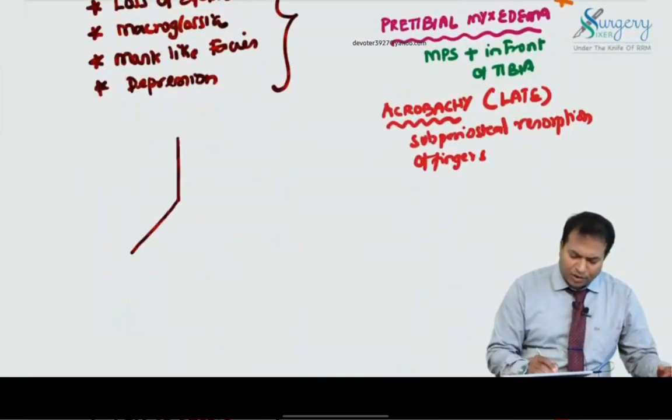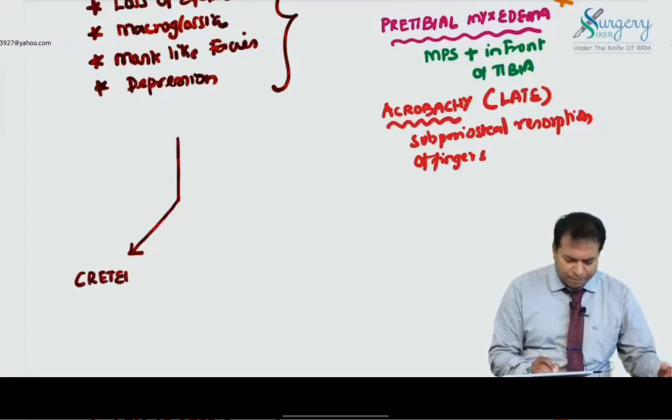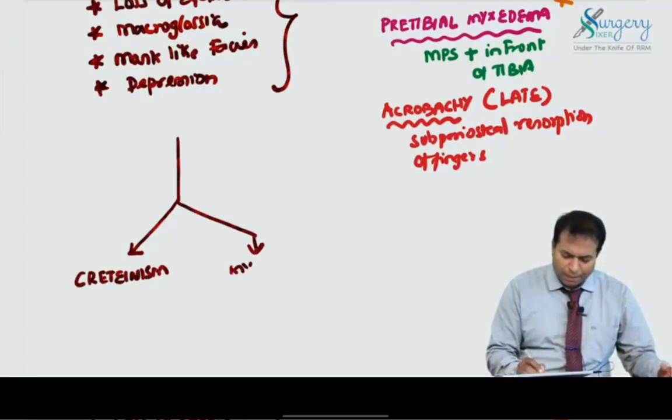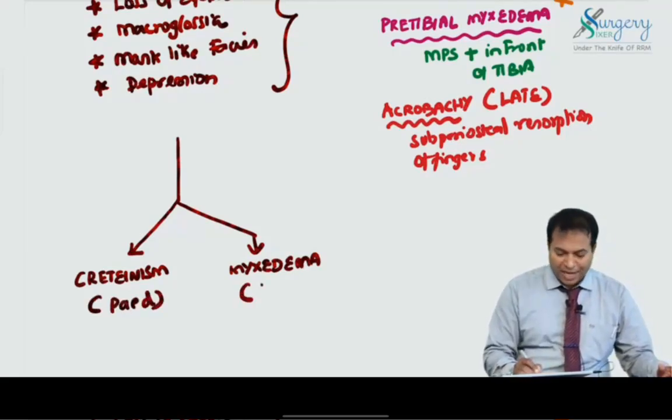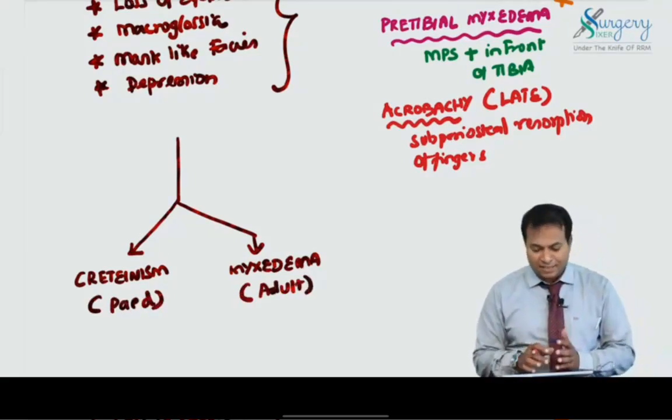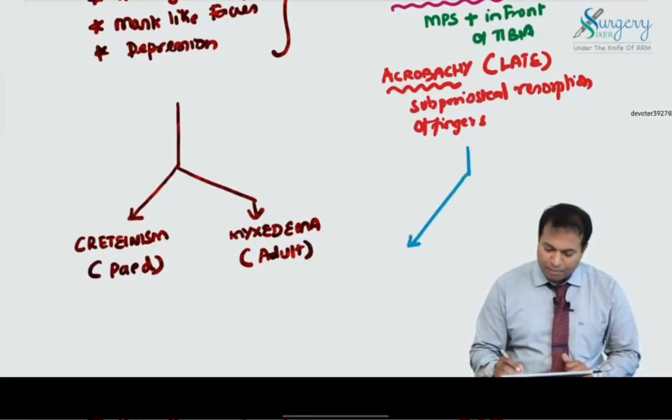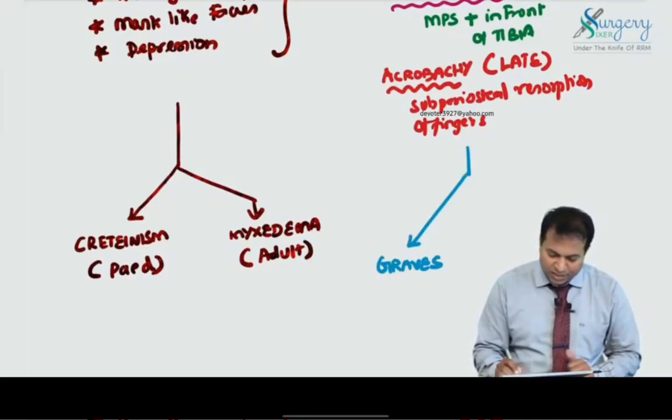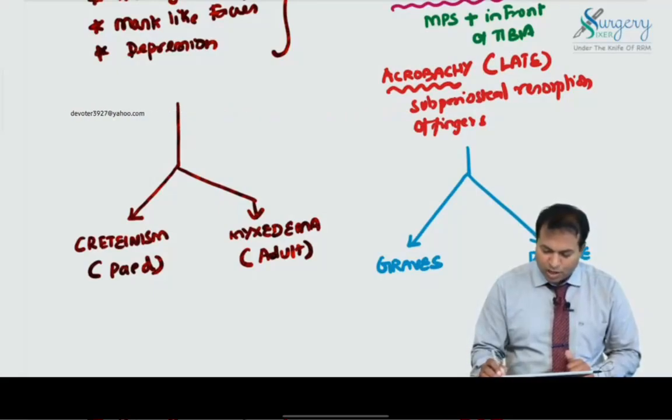So in hypothyroidism, what are the named diseases? We have cretinism and we have myxedema. Cretinism is hypothyroidism in the pediatric age group. Myxedema is hypothyroidism in the adult age group. Pediatric is cretinism, adult is known as myxedema. In hyperthyroidism, there are many causes. I will tell you some important causes now. Graves' disease and Plummer's disease are two interesting causes of hyperthyroidism.